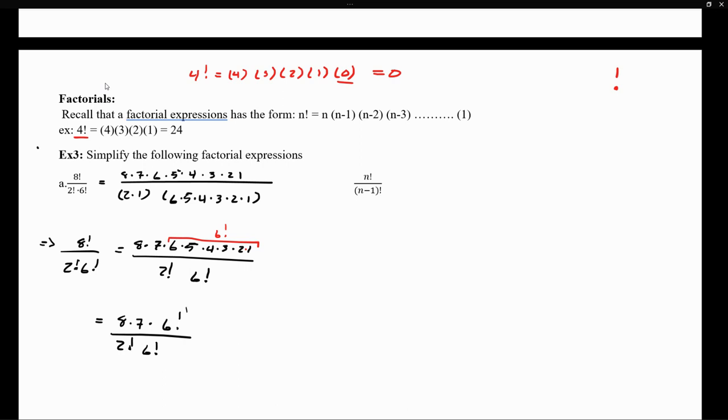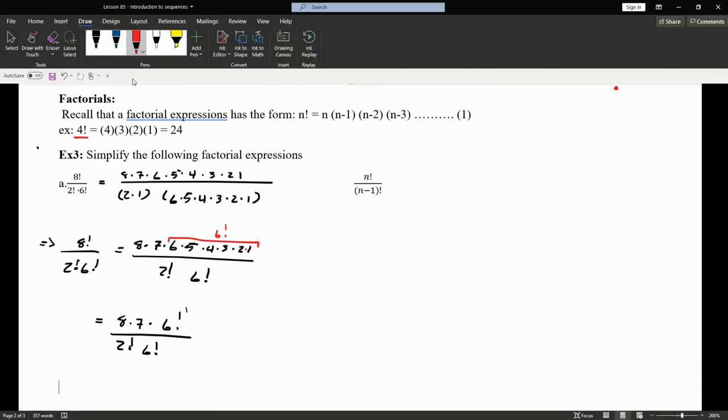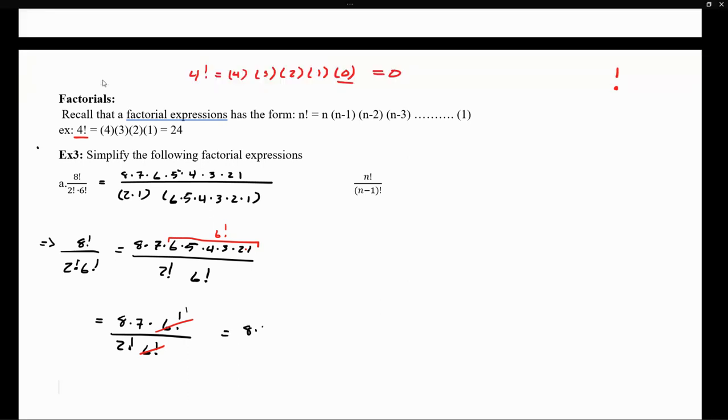Notice that the 6 factorials, they're all multiplying. Therefore, the 6 factorial can cancel out with this other 6 factorial. And now my whole expression just becomes 8 times 7 over 2 factorial, which is just 2 times 1. And now we just evaluate these values. So that will be 56 over 2, which is just 28. And now we can use that same idea to simplify expressions that are not defined by numbers, but defined all by variables.